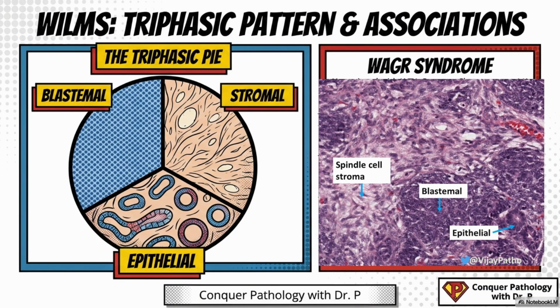Microscopy here is unique because it tries to build a kidney but fails. It has a triphasic pattern. Blastemal, sheets of small blue cells, the primitive part. Stromal, fibrocystic or myxoid tissue, the support. An epithelial component in the form of abortive tubules or glomeruli. Look at the slide. It's trying to form a tubule, but it can't quite finish the job.